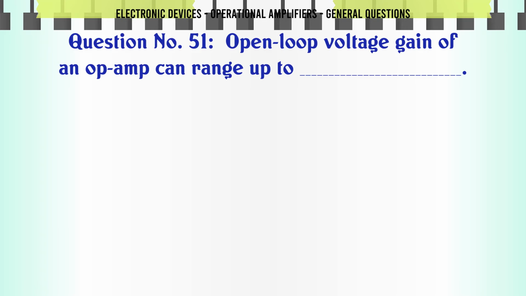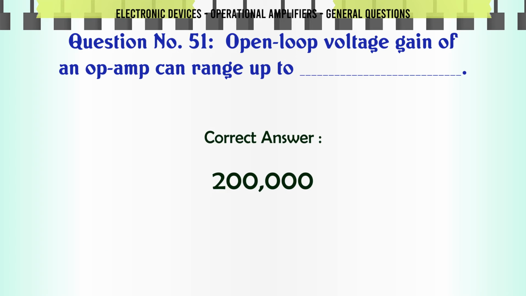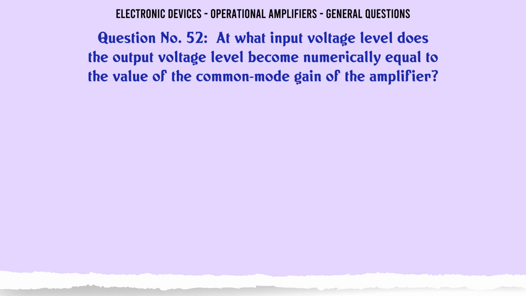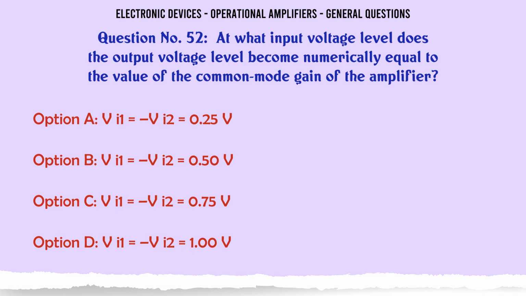Open-loop voltage gain of an op-amp can range up to A. 10,000, B. 50,000, C. 100,000, D. 200,000. The correct answer is 200,000.